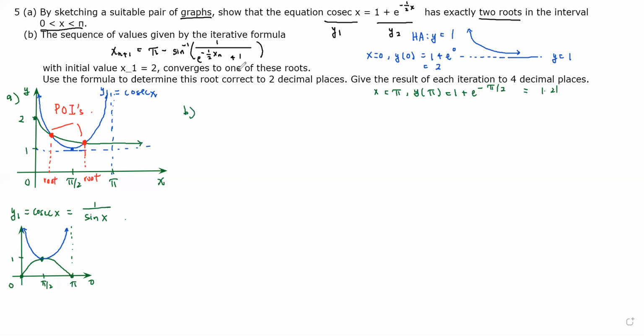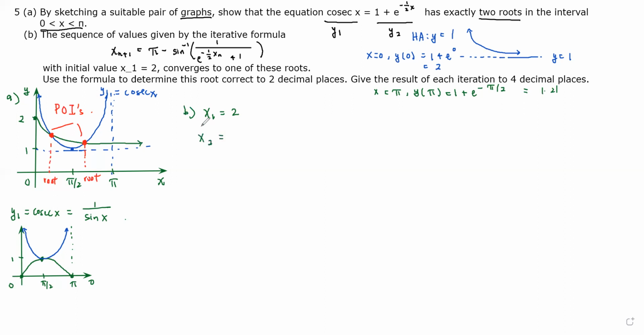Part B, we are given an iterative formula where x sub 1 equals 2. It converges to one of these roots. You need to use this formula to determine one of these roots correct to 2 decimal places. Give the result of each iteration to 4 decimal places. So x sub 1 is 2.